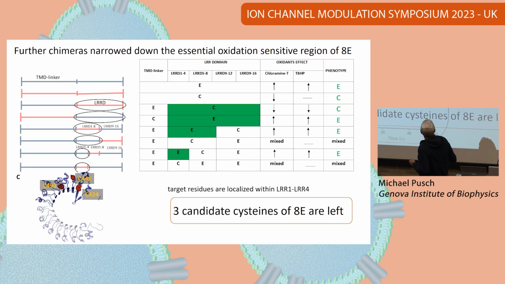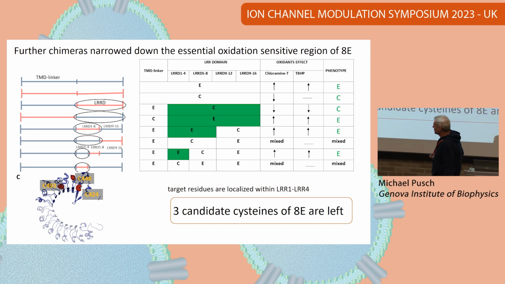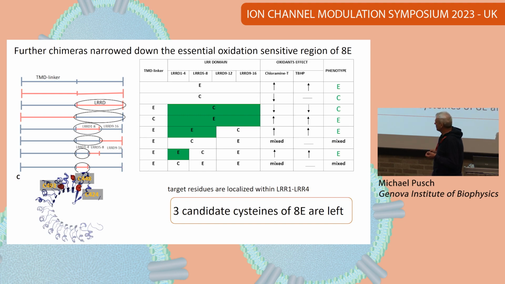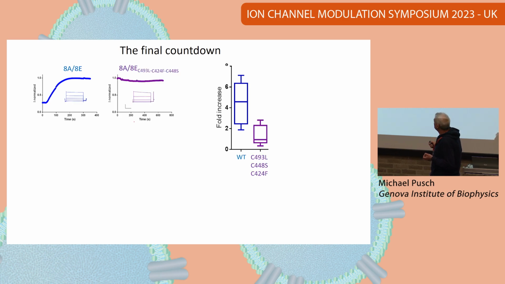Then we made a lot of chimeras. I won't go into any detail, but after all these chimeras, at least regarding the 8E oxidation-mediated activation, we could restrict our search to three cysteine residues which are present in 8E but not present in 8C, which remained the final candidates. And then in the final countdown, if we mutate all three of the cysteines into non-cysteine residues, we lose the activation by oxidation.